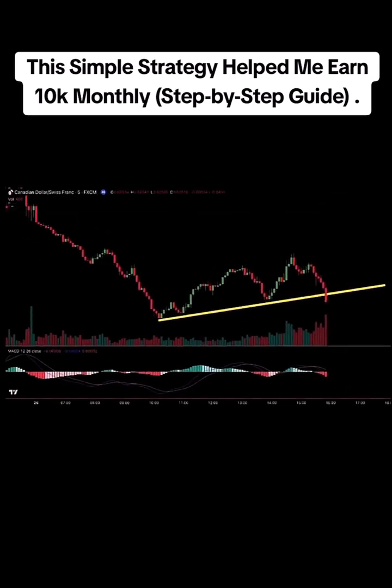Let's look at another example, this time on the 5-minute Canadian dollar, Swiss franc chart. The market was trending down but then started moving against the trend. We drew this trend line and noticed a breakout below it, which is our first signal that the market might continue downward. Now, let's check the volume indicator. As you can see, selling volume increased significantly, especially at the breakout. This tells us that more sellers are entering the market, adding strength to the breakout.